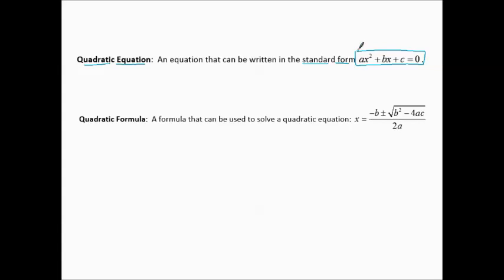In our previous lesson, we looked at factoring and solving, but sometimes we can't factor, and even when we can, a helpful tool to be able to solve is using the quadratic formula. The quadratic formula is just that. It's a formula for you to use that can be used to solve a quadratic equation. Any quadratic equation can be solved this way.